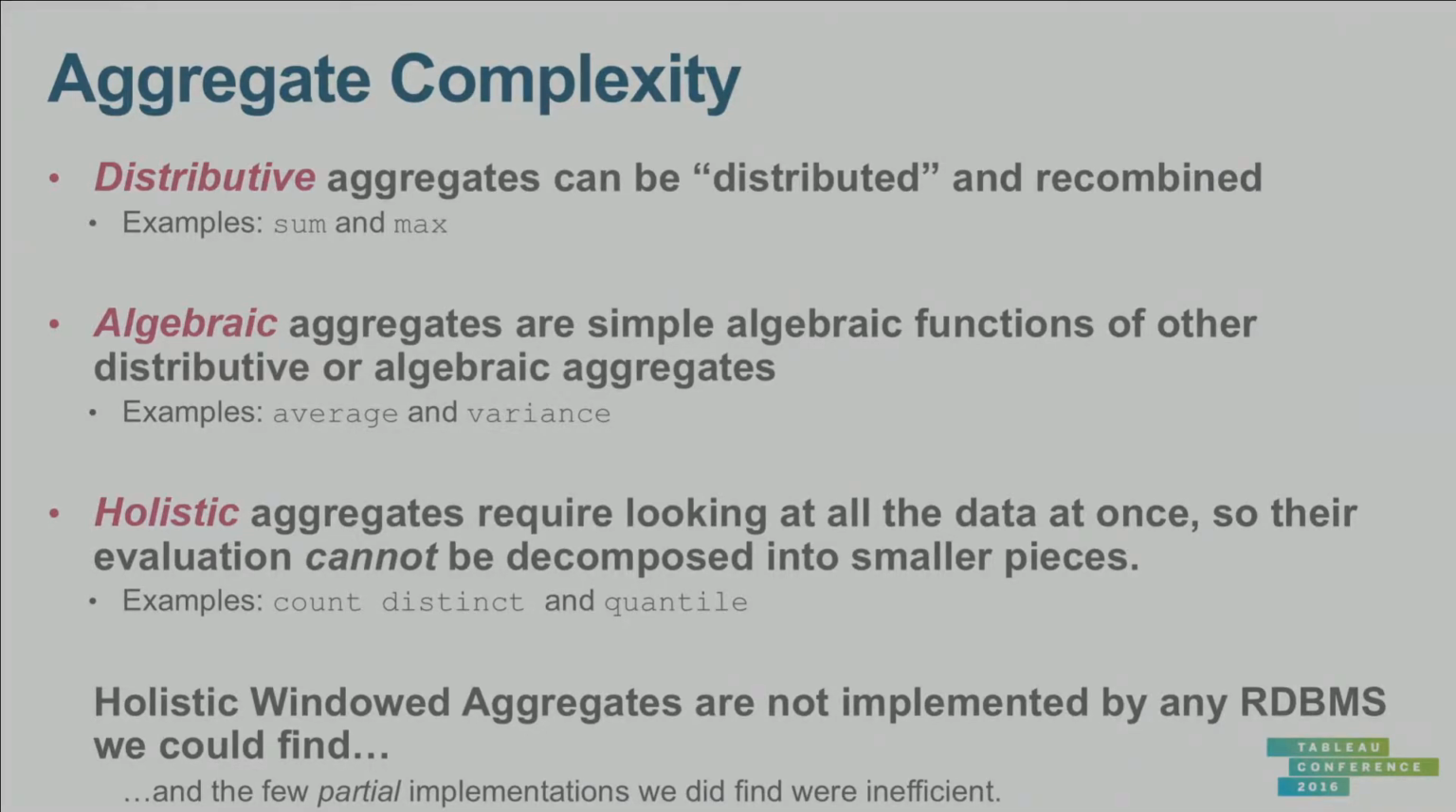The next class are called algebraic. They are just simple algebraic functions of other aggregates that you already have. The classic examples here are average and variance. But where things get difficult is with what are called holistic aggregates. They're called holistic because in order to compute them, you have to look at every value at the same time. You can't break them down into smaller pieces. Examples of these include count distinct and various quantiles.